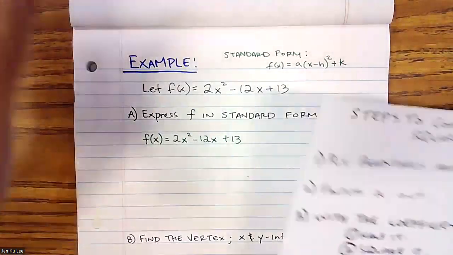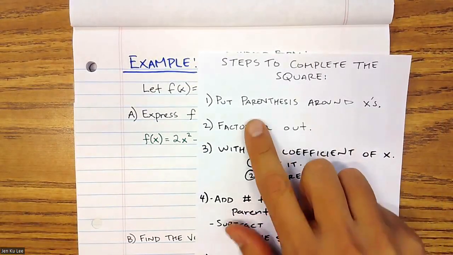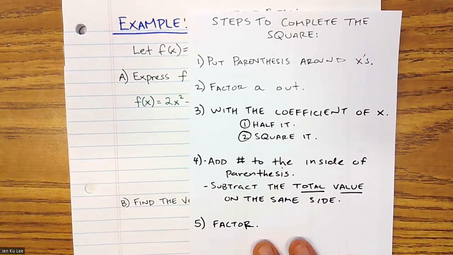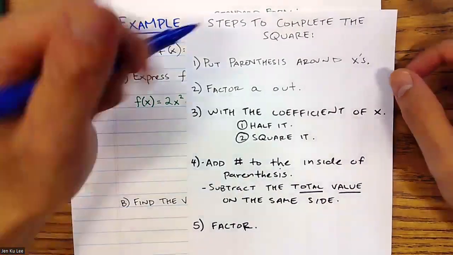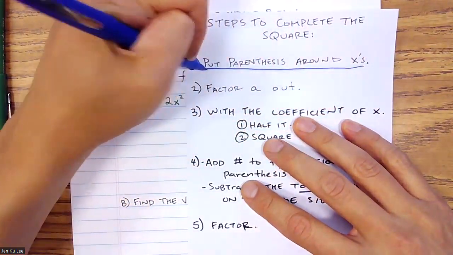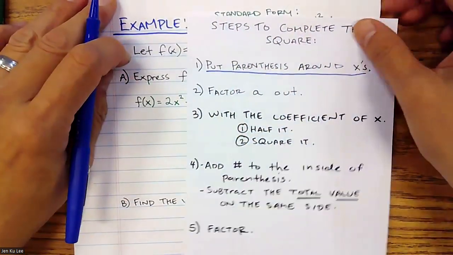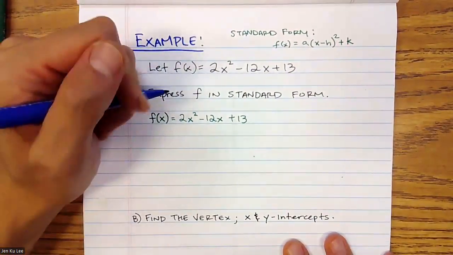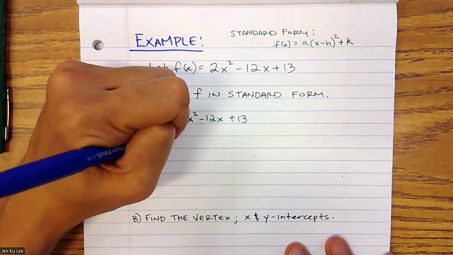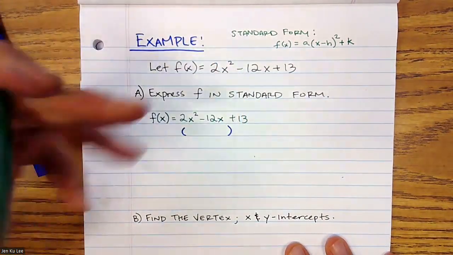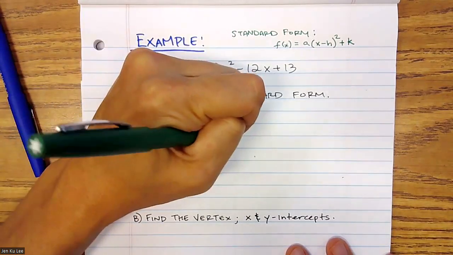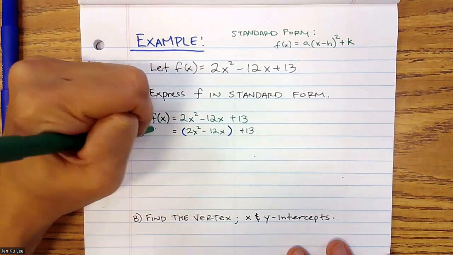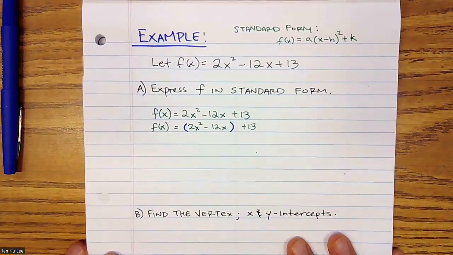Here are the steps to completing the square. I'm gonna go step by step, and I'm gonna have this up here in the video so you guys can just write it down. So first, we're gonna put parentheses around the x. In blue, I'm gonna put parentheses around the x. So I have parentheses there, and all the x. Okay, 2x squared minus 12x plus 13 on the outside equals f of x. Okay, that's the first step.